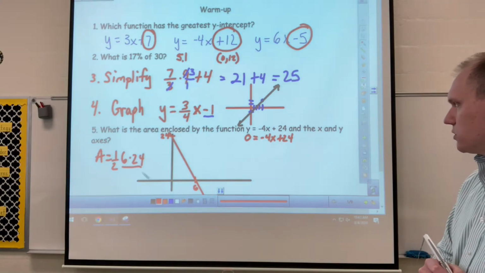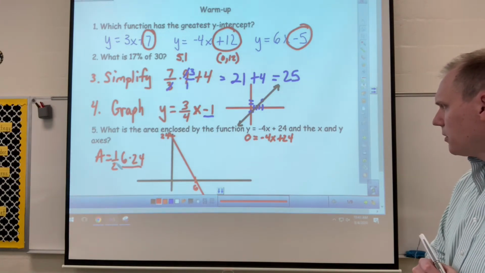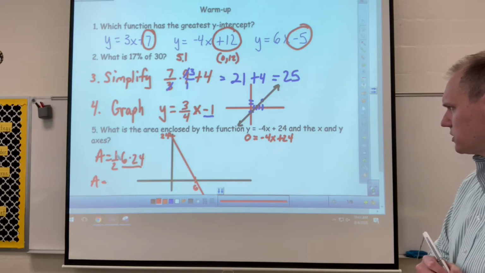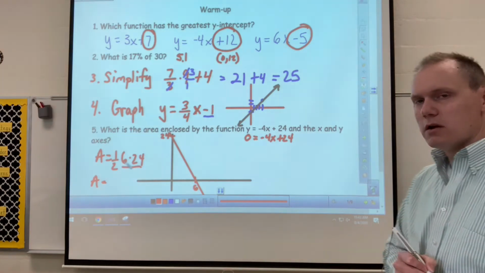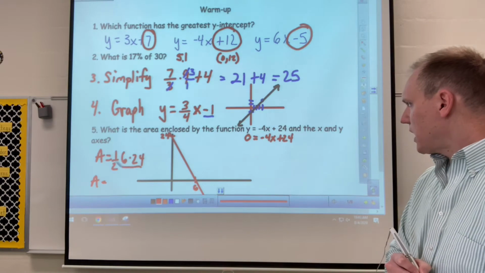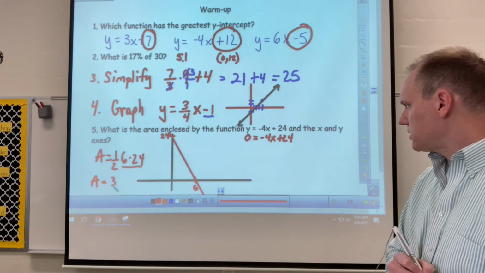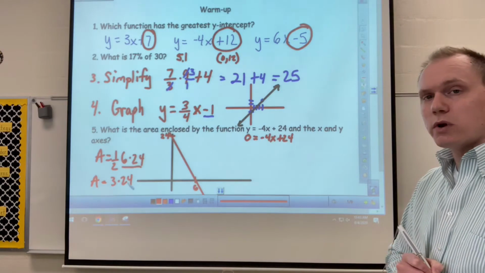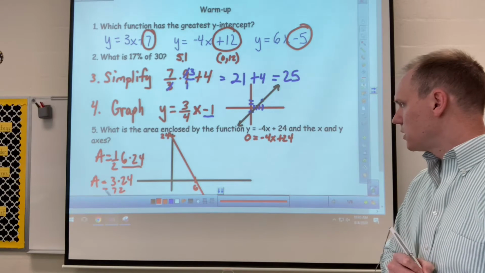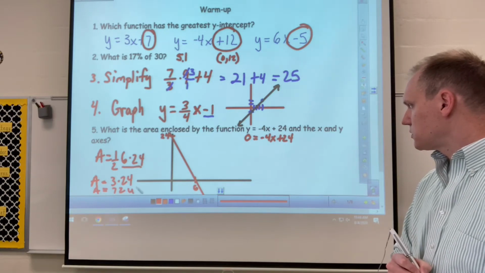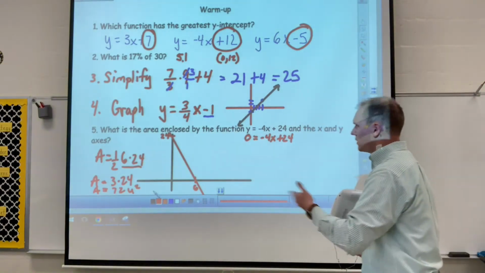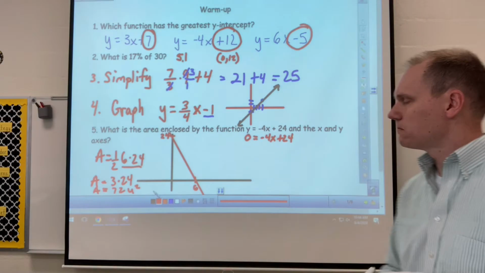And so we can do this a number of different ways. I'm trying to think what would be best for mental math here. So I can use this half any way I want. I can either half the 6 first, or I can half the 24 first. Either way, I think it'd be easier for me to half the 6 first. So we get 3 times 24. So we can do 3 times 20 is 60. 3 times 4 is 12. 60 plus 12 is 72. Units squared, since we're talking about area there. So we don't really know if it's feet or something like that, so I'm just going to put units squared.